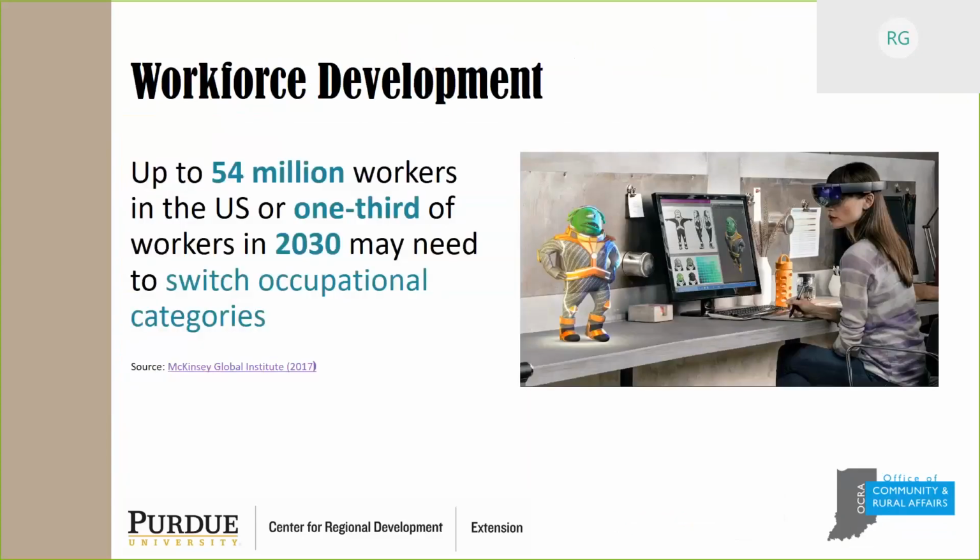Again, workforce development, according to McKinsey Global Institute, 1/3 of U.S. workers will have to switch occupational categories within 11 years. The reason for that is automation. And so, again, do your workforce development programs, are they ready for this? Are you planning for this? That's very important to keep in mind.